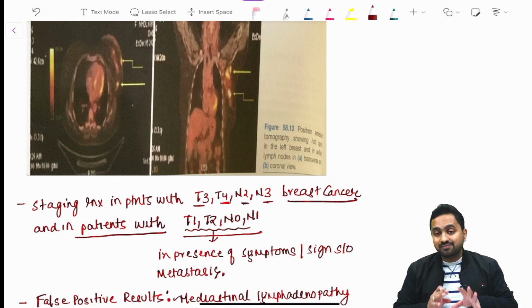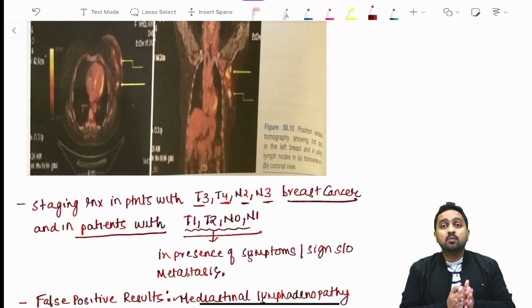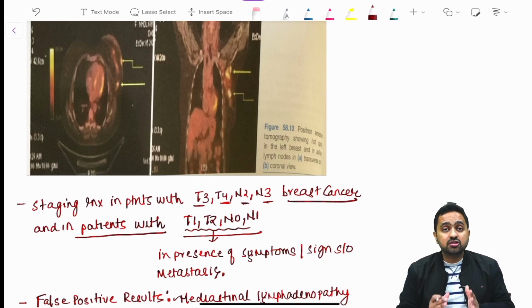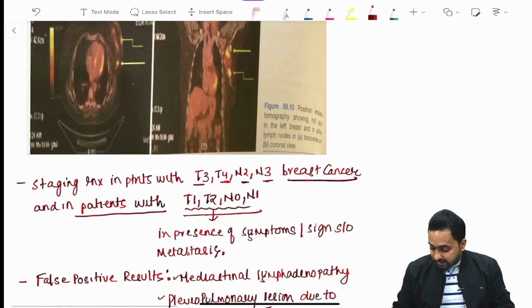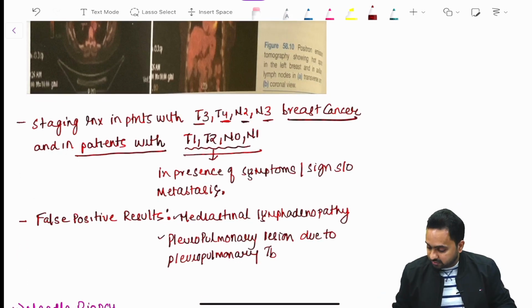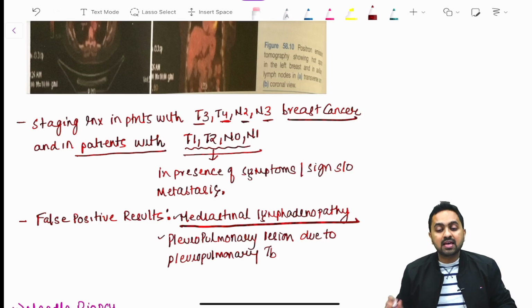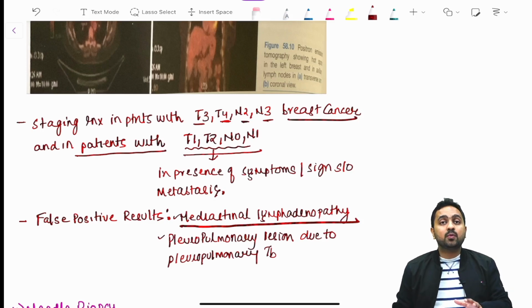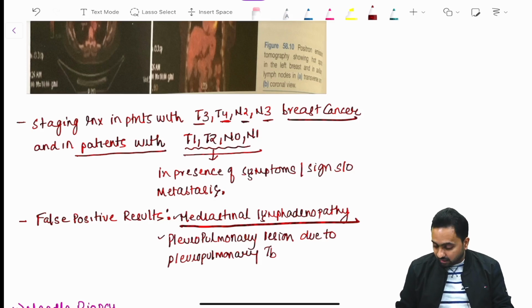So the role of PET scan comes in T3, 4, N2, N3, or in T1, T2, N0, N1 only if there is suspicion of metastasis, right? And we may get some false positive results in case of mediastinal lymphadenopathy and pleuropulmonary lesion due to pleuropulmonary tuberculosis. So this has been a recent addition in your 28th edition of Bailey and Love.